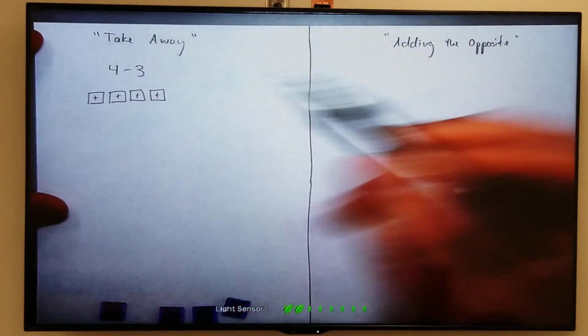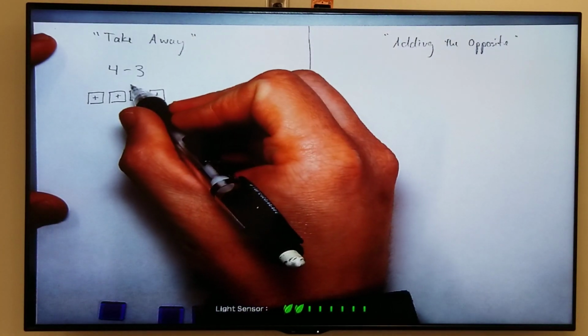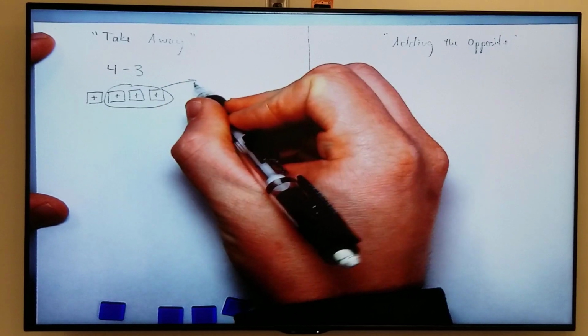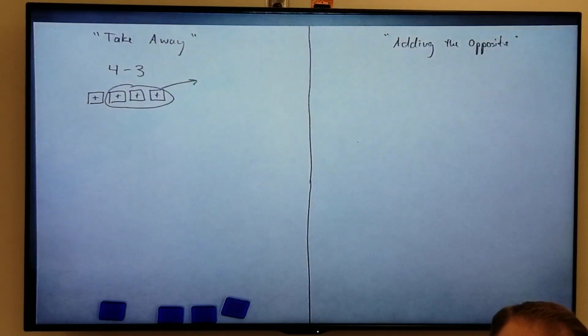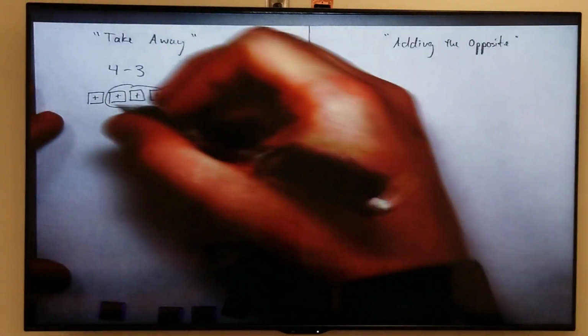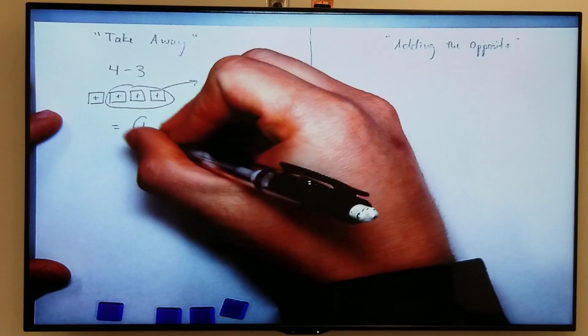Now, so I have 4 positive tiles, and I'm going to take away 3 of them. So I'm going to indicate that by circling 3 of them and drawing a little arrow off to the side to say I'm taking those away, right? So there's 4 take away 3. The answer I end up with is 1.